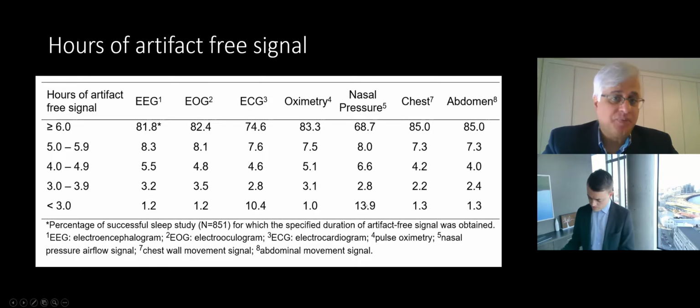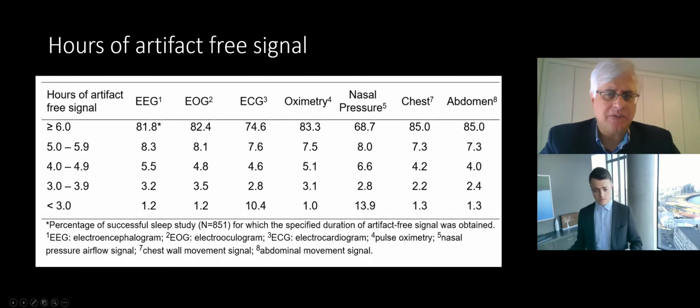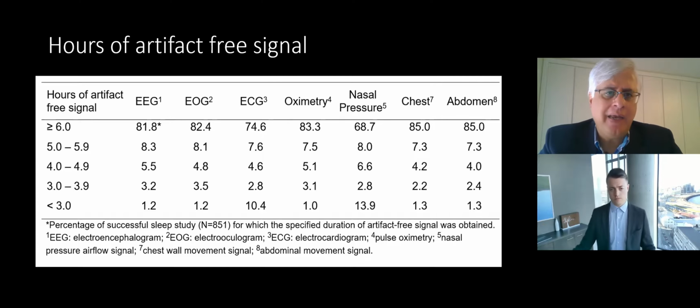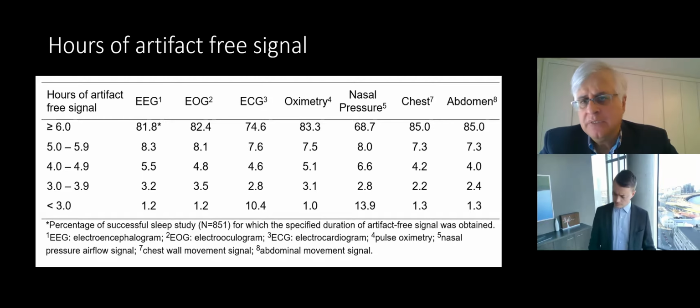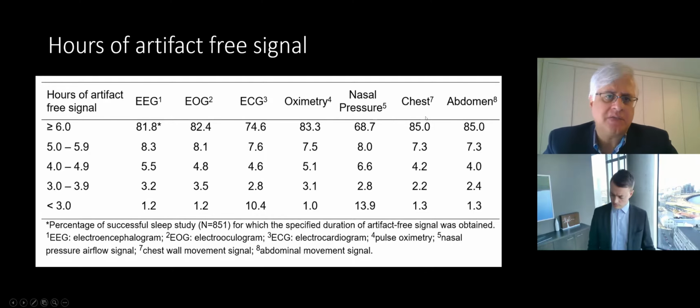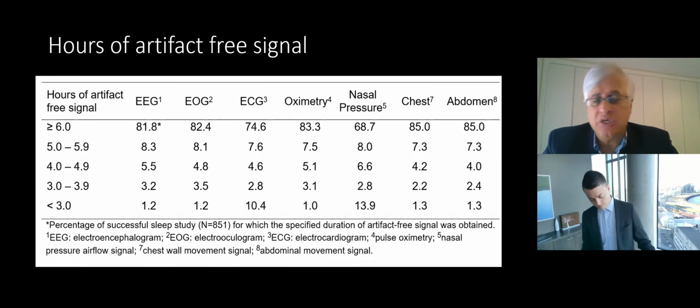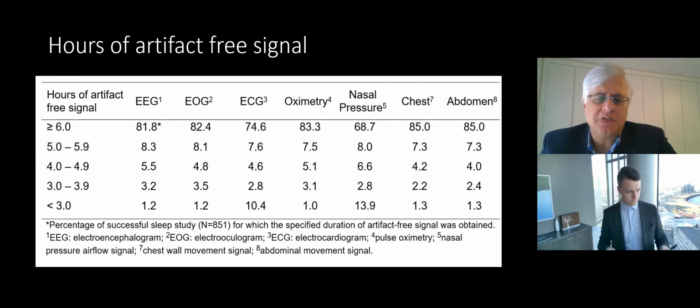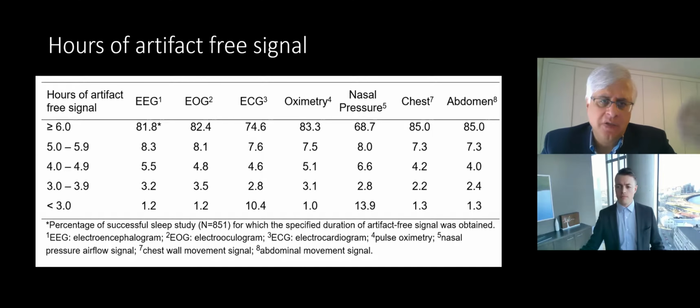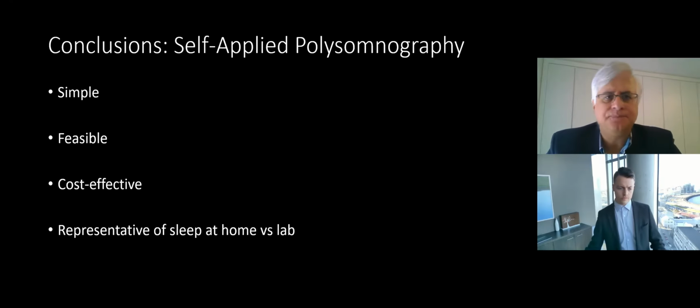Nasal pressure signal, not surprisingly, was the most challenging. It was the lowest from the standpoint of more than 6 hours of artifact-free signal. The chest and abdomen, as you can see, are the best 2 signals, followed by the EEG. So this was really relatively good news for us. That is, we were able to do 1,000 or so sleep studies relatively cost effectively and get good quality data for us to not just look at sleep, but stage sleep in its subcomponents, including non-REM and REM.